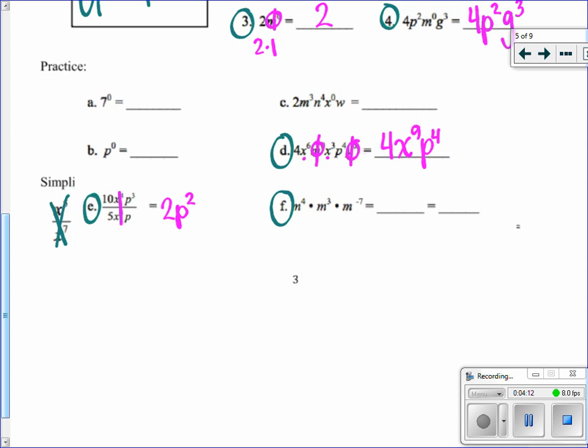F is what operation happening with n's? What's the operation? They're multiplying. That means what are you doing with the exponents? Add them. So that makes this n to the power of 0. What's n to the power of 0? 1.